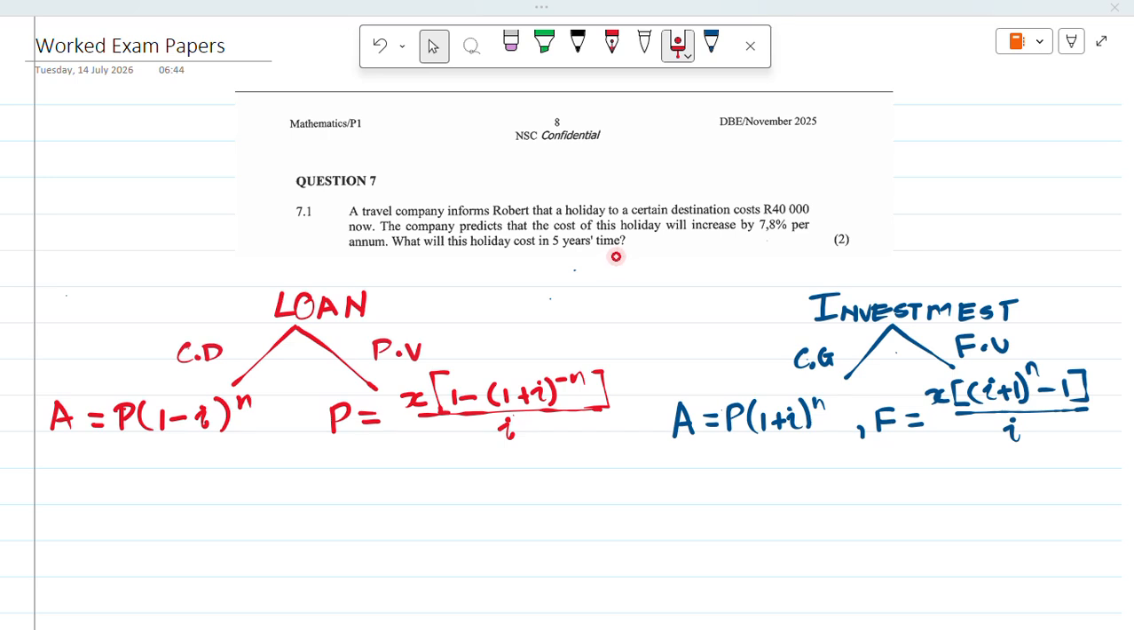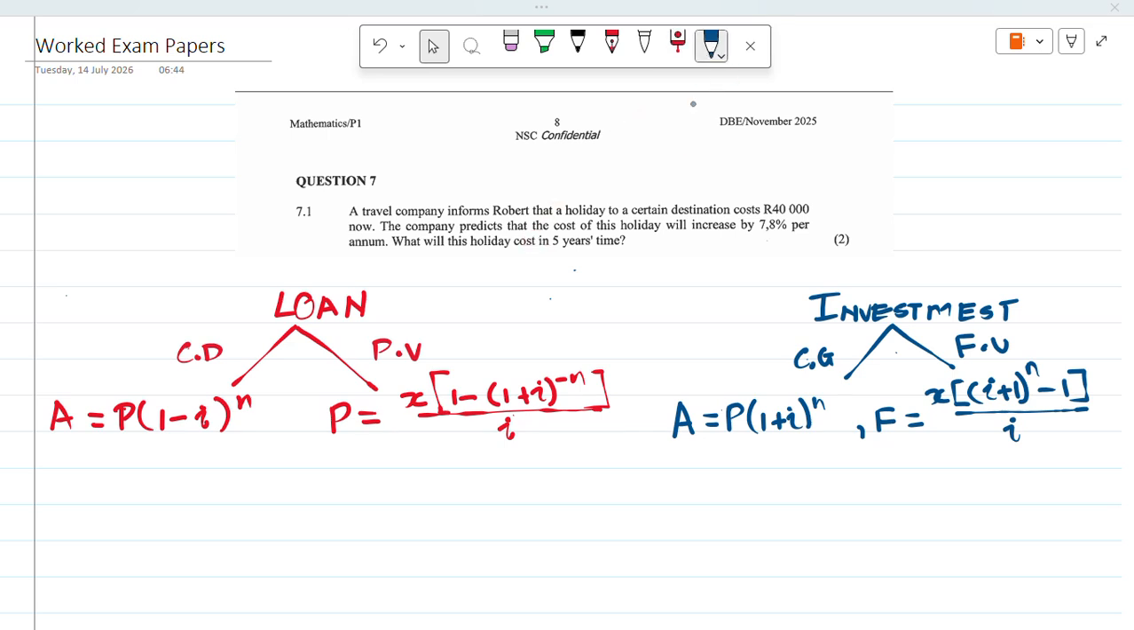So now, the most important question that you should ask yourself before you solve any financial mathematics problem would be, is it a loan or is it an investment? If it's a loan, then you know you have two equations to use, which is the compound decay and the present value. And if it's an investment, you also have two equations to use, which is the compound growth and the future value formulas. So after reading this question, we can see clearly that this is a compound growth question.